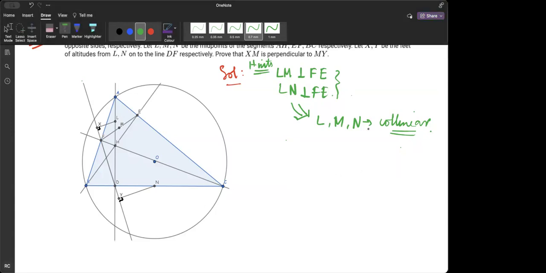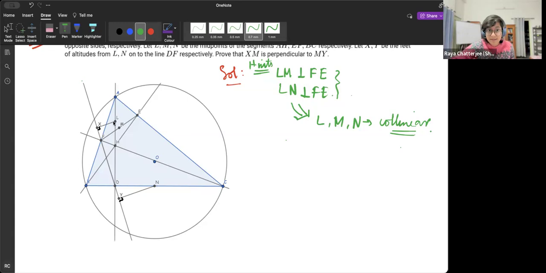Maybe we could take that L is, well, L is equidistant to E and F since it's the center of the circle with diameter AH and both of them lie on the diagonal. Yes, it is going to be equidistant from E and F.